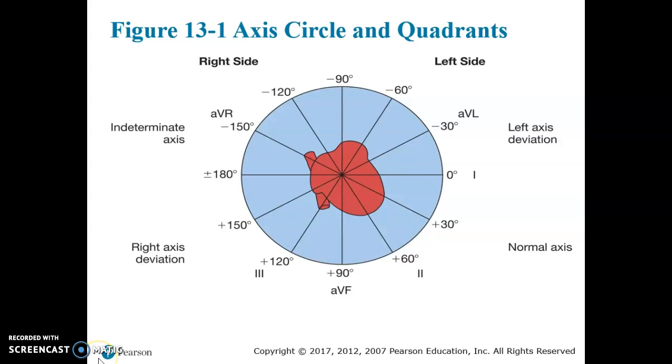In strip 5, I'm just going to stay on this map. Lead 1 is negative and AVF is positive. So with lead 1 being negative, we're going to go here. And with AVF being positive, we're going to go here. And it's going to give us a right axis deviation.